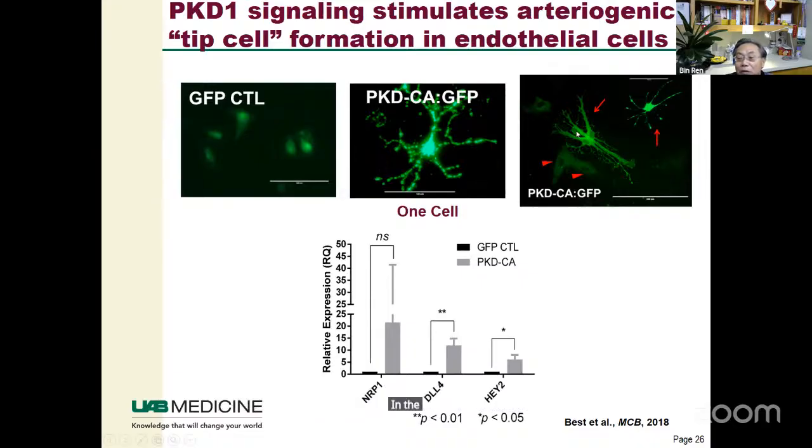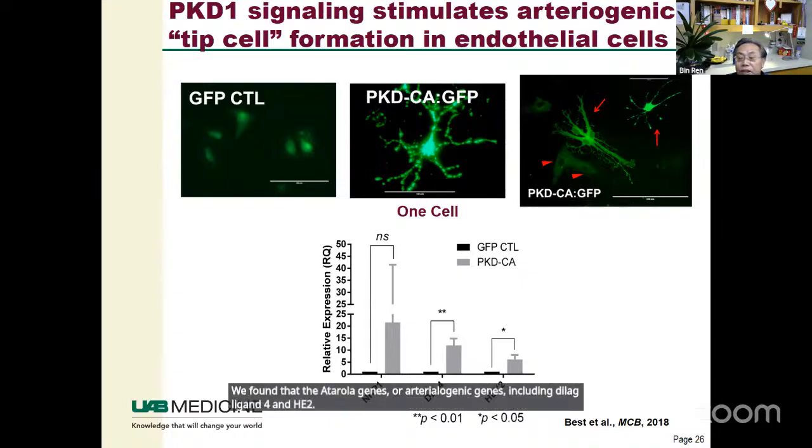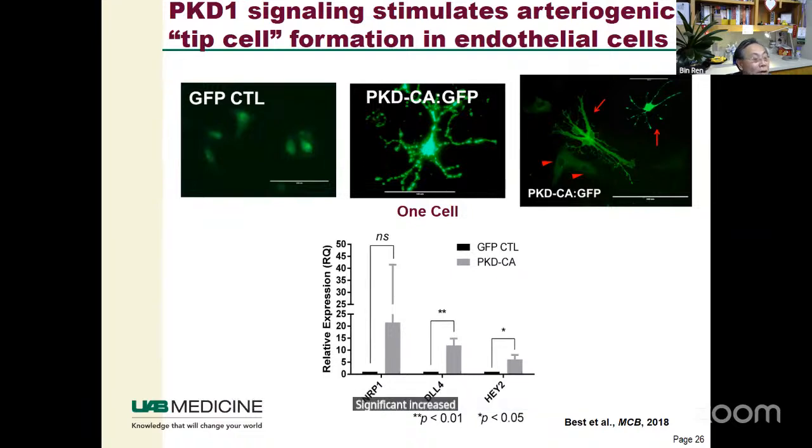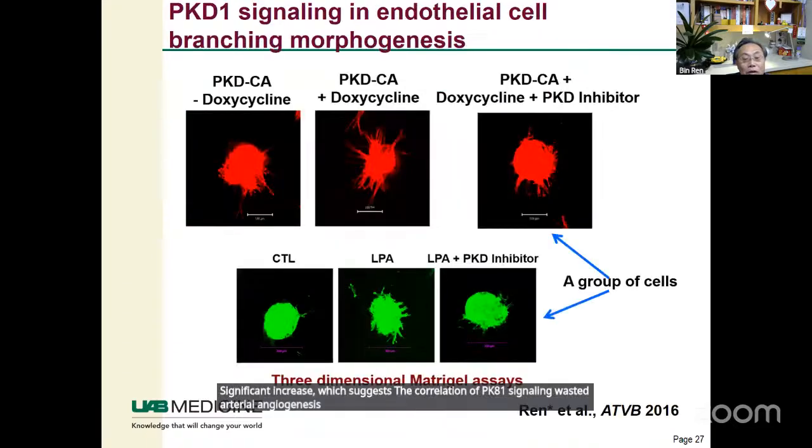In the meantime, we looked at the expression of arteriolar genes. We found that the arteriogenic genes, including ligand 4 and HEY2, significantly increased, which suggests a correlation of PKD1 signaling with arteriolar angiogenesis. We also performed a three-dimensional matrigel angiogenesis assay to determine the function of PKD1 signaling in endothelial cells.